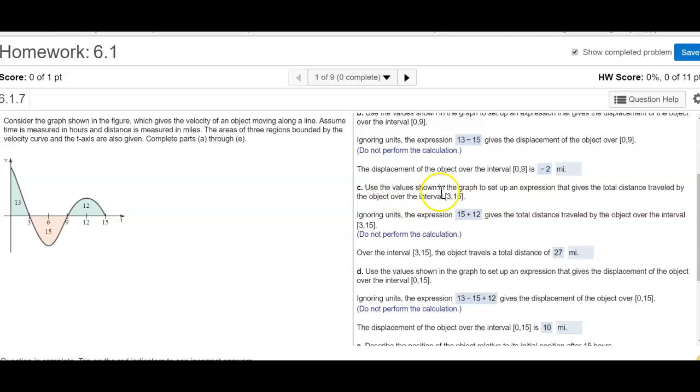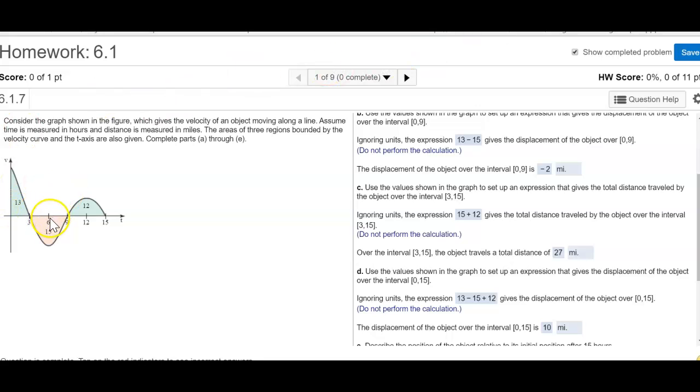And then if we wanted to do the total distance traveled from 3 to 15. So now what we're talking about is not displacement. Displacement is how far it's moved from its original position. But here what we're talking about is how far it moved altogether. So you want to think about a car like driving down a road one way and then backing up. Well, it moved all of this way, but it only actually displaced the difference between the two.